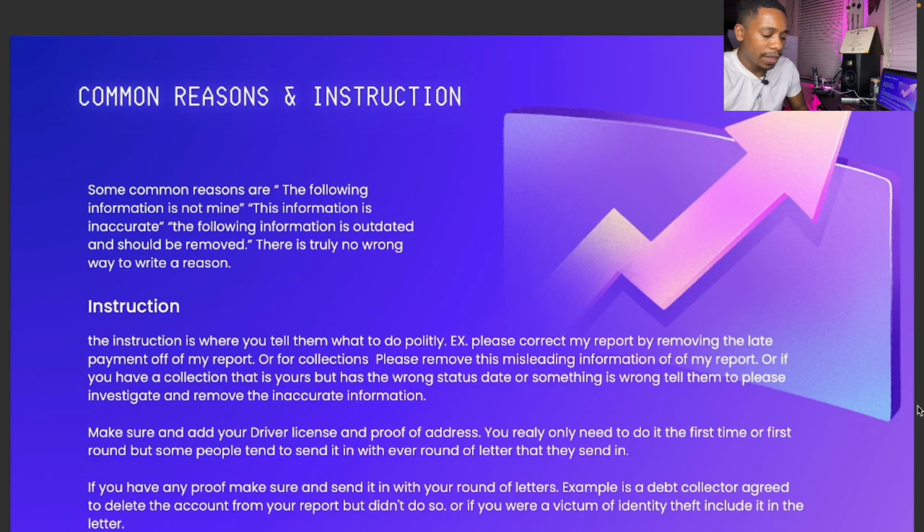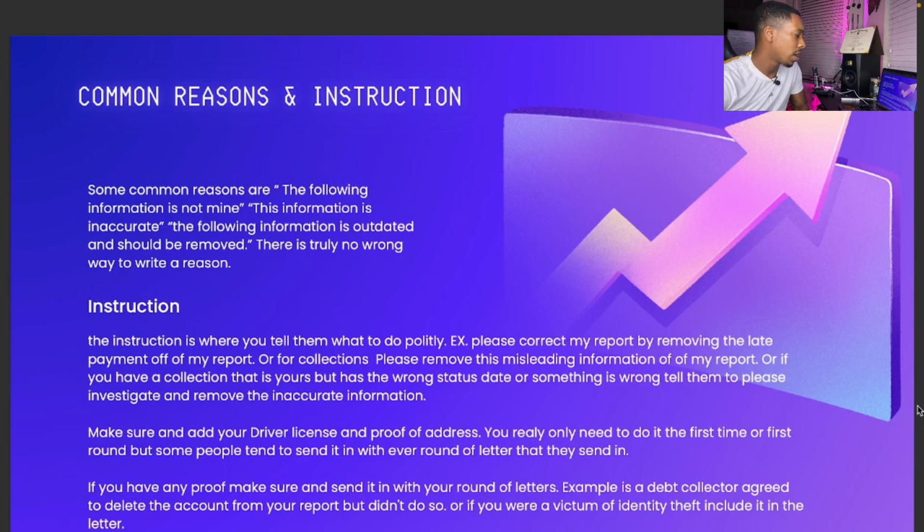So I want to give you some common reasons and some common instructions that most people may go through, right? So some common reasons are: the following information is not mine, or the information is inaccurate, or the following information is outdated and it should be removed. Again, there's truly no wrong way to do this, right?